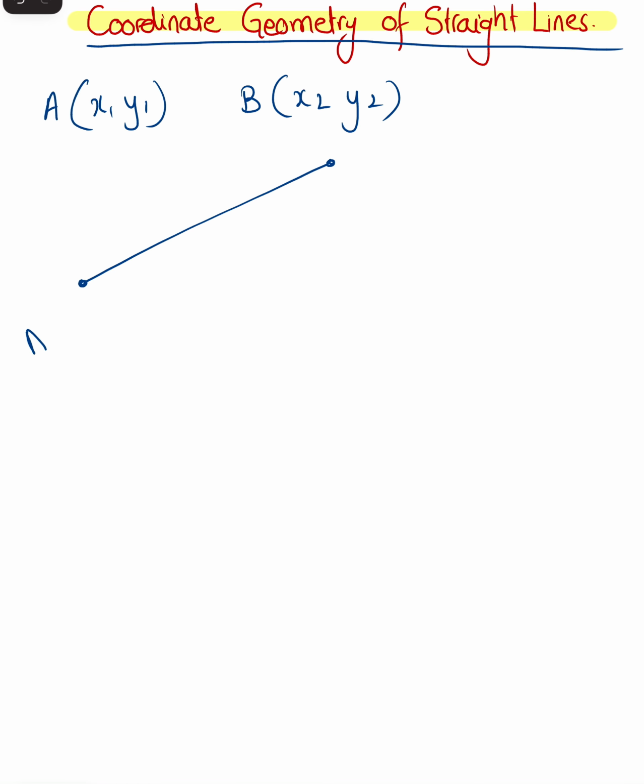So let's say we have a coordinate A, x1, y1, and coordinate B, x2, y2. Now there is a line AB. A has coordinates x1, y1 as we can already see, and B has coordinates x2 and y2. The question asks us to work out the midpoint of this line, which is represented by a capital M.